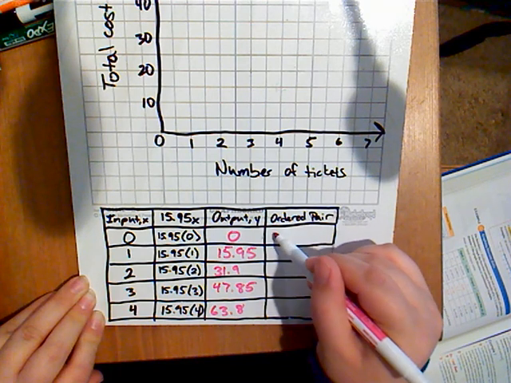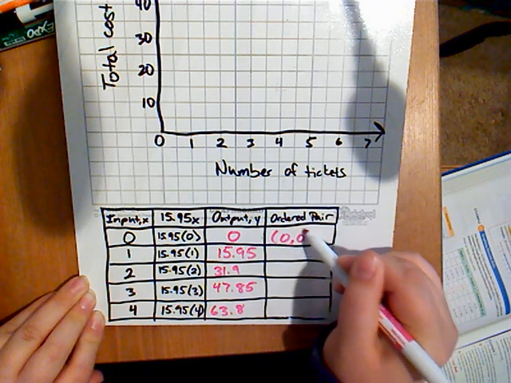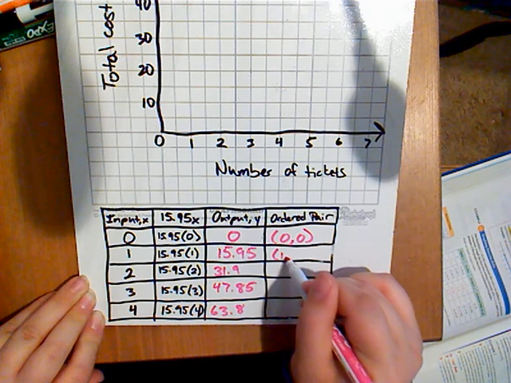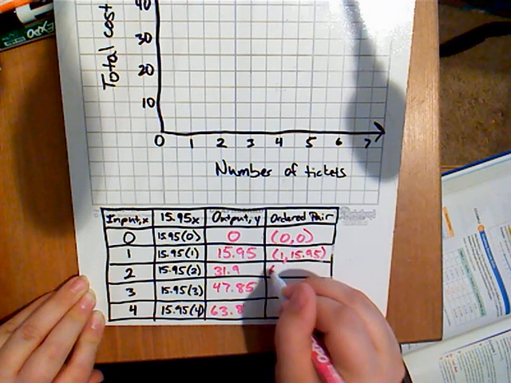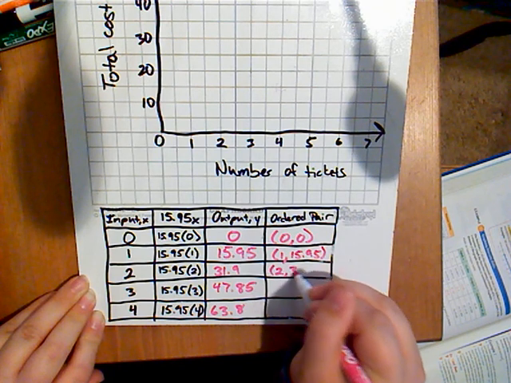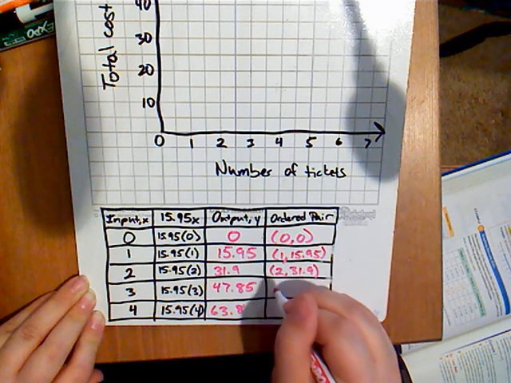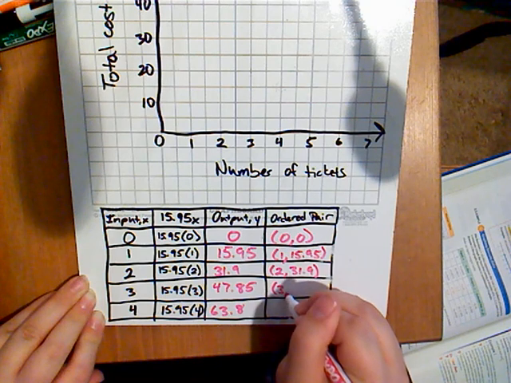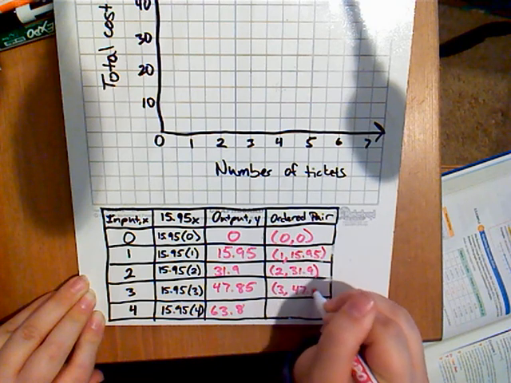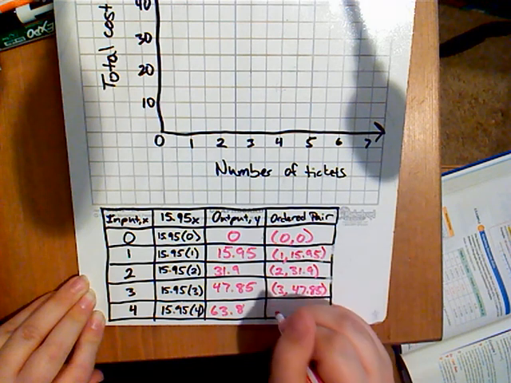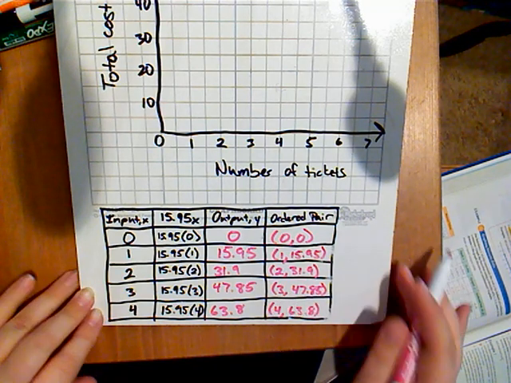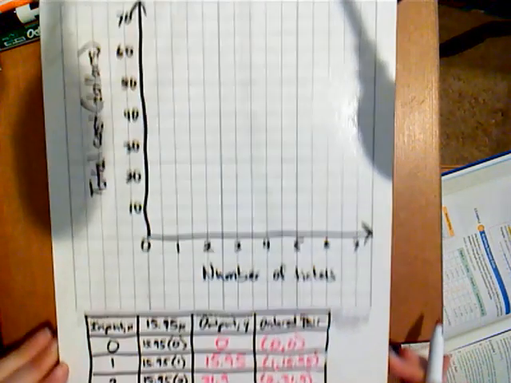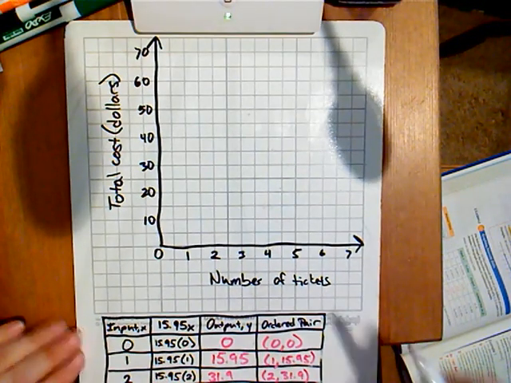So our ordered pairs are going to be 0, 0, 1, 15.95, 2, 31.9, 3, 47.85, and 4, 63.8. And so then we're going to take those points and we're going to graph them on our coordinate plane.